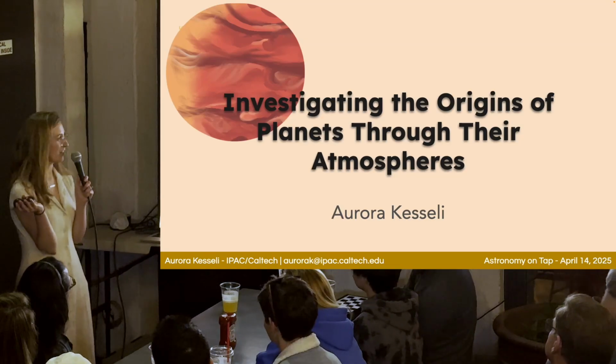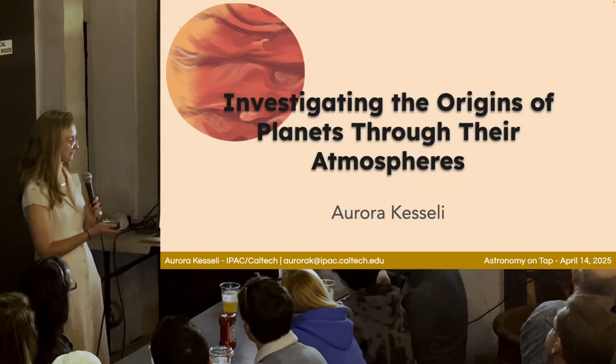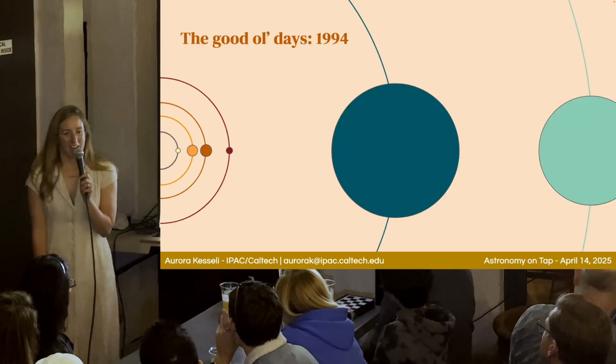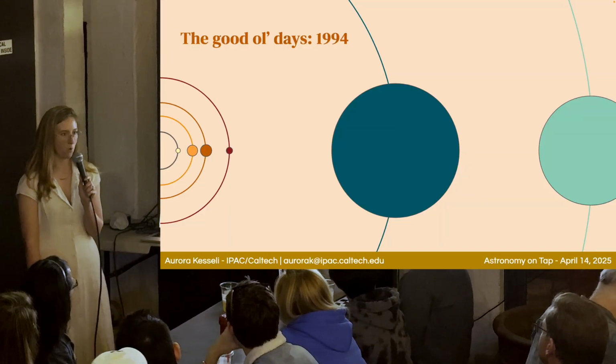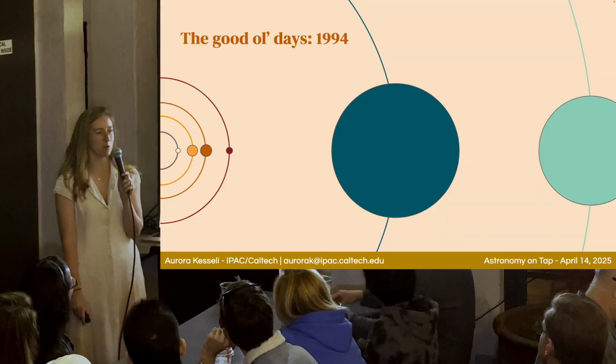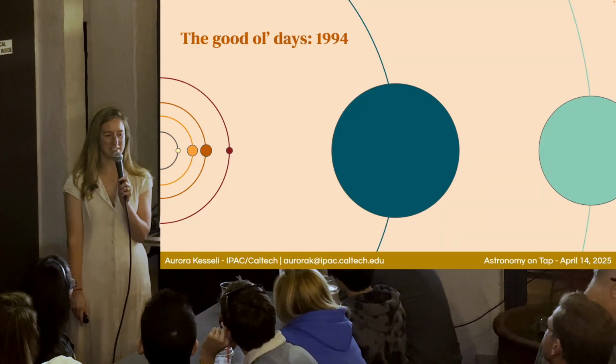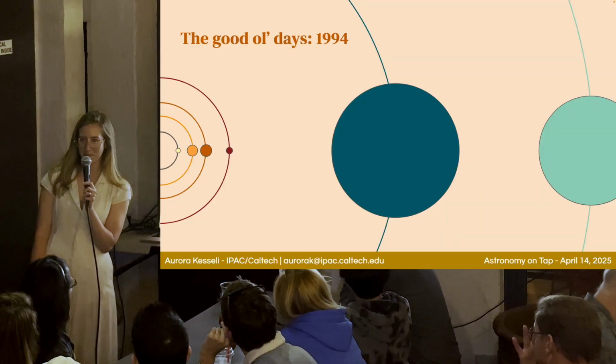Let me talk to you about planet formation. Okay, so we're starting our story in the good old days of 1994. In 1994, we knew of one planetary system. That was the solar system.